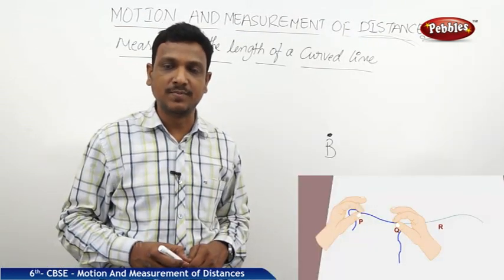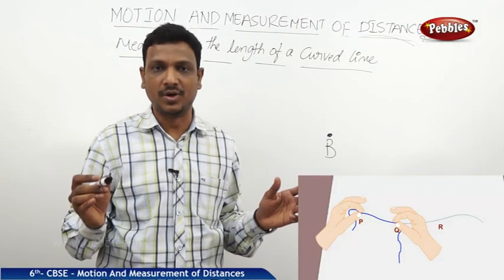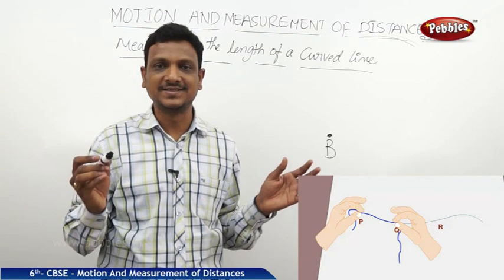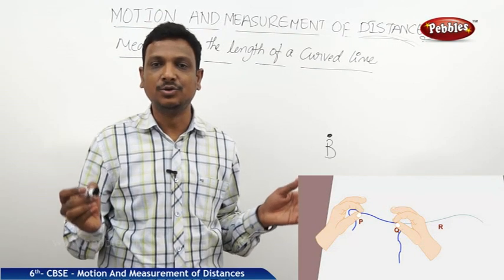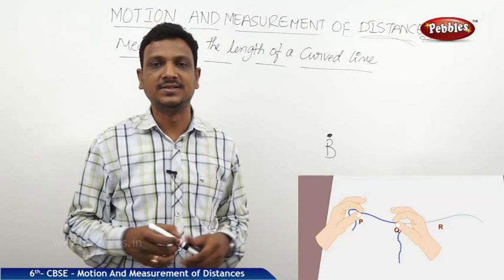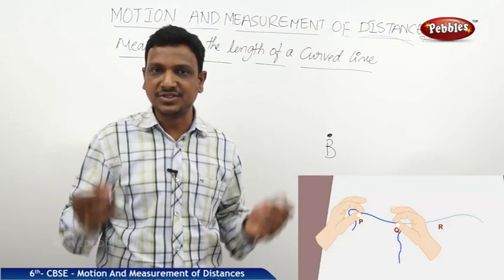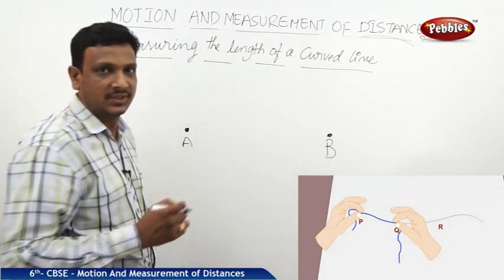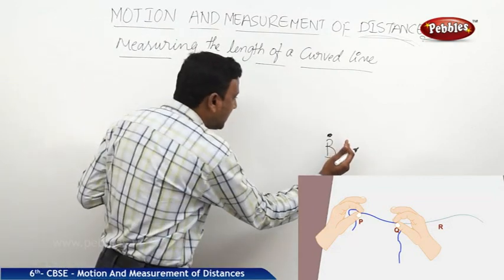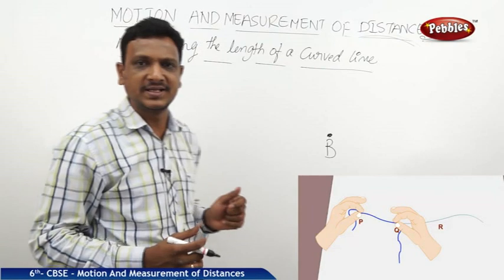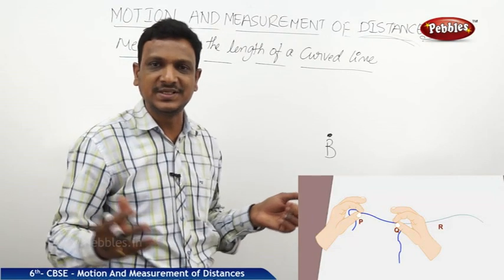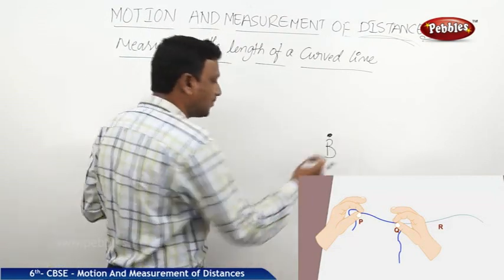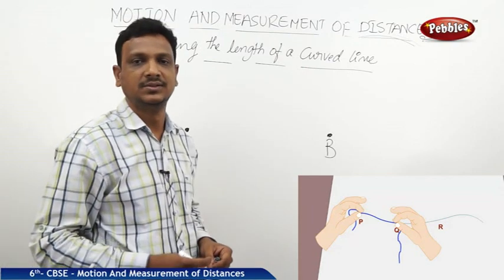So we have seen how to measure the distance between two different points by using a meter scale. Right, a ruler can be used to measure the distance, or a tape can be used to measure the distance between 2 points. Here we have 2 more points, A and B. Now how to measure the distance between A and B? It's very simple. You may get a doubt. We can use a scale. We can bring a scale and see what is the distance in centimeters.